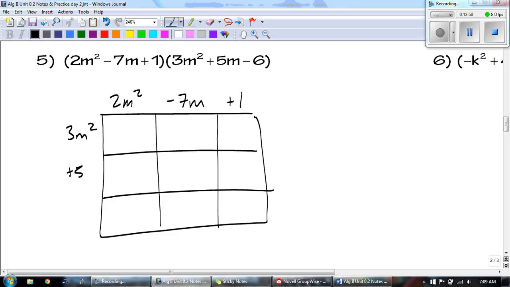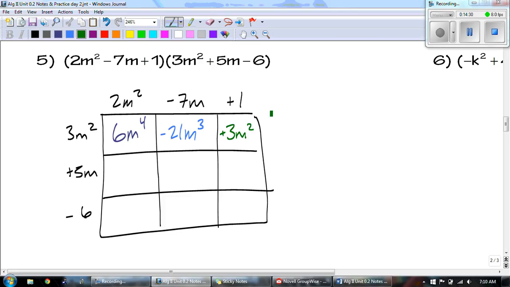Okay, we're going to do this one together, and then I'm going to let you try number 6 on your own. Okay? So remember, we multiply inside, so 3 times 2 would be 6, and then m squared times m squared is m to the 4th. 3m squared times negative 7, I'm just kind of following the 2. 3 times negative 7 would be negative 21, and then m squared times m to the 1st would be m cubed. 3m squared times 1 would just be a positive 3m squared.